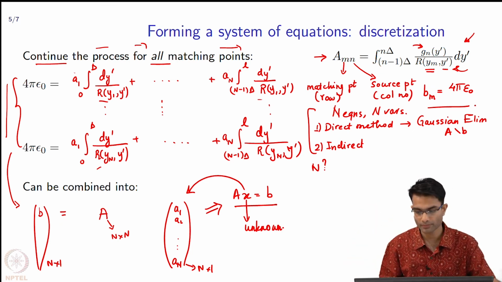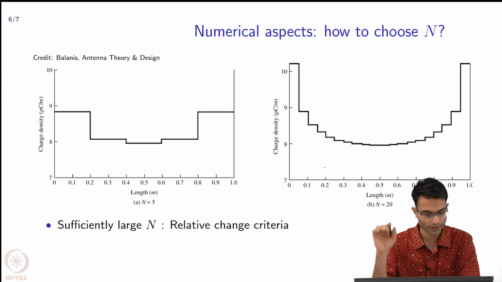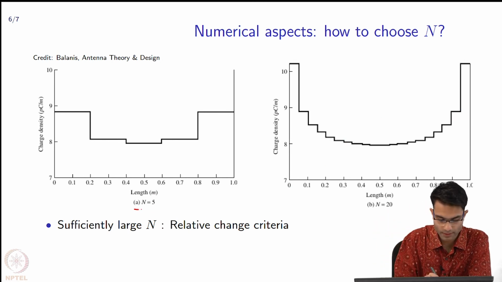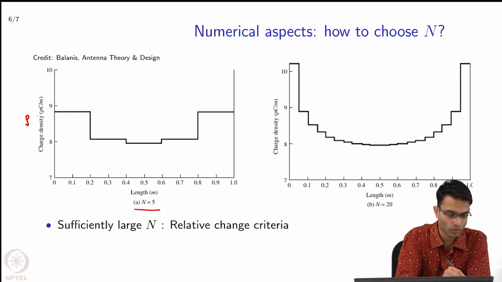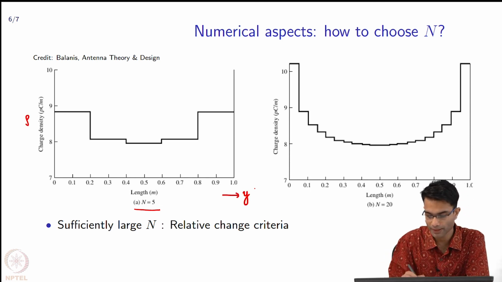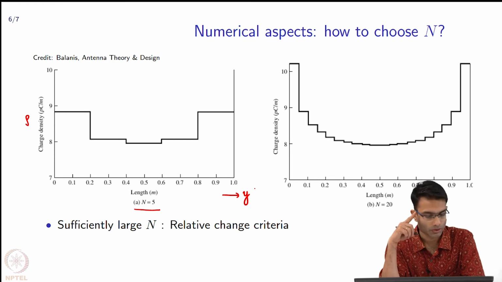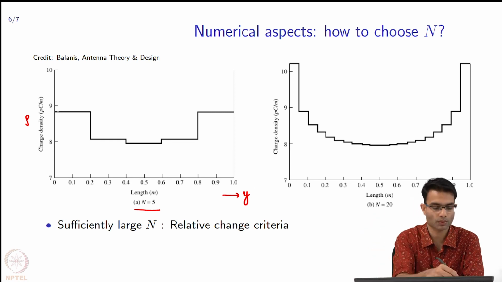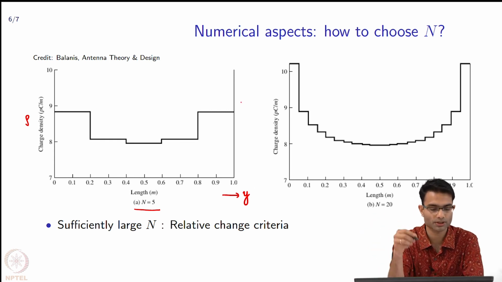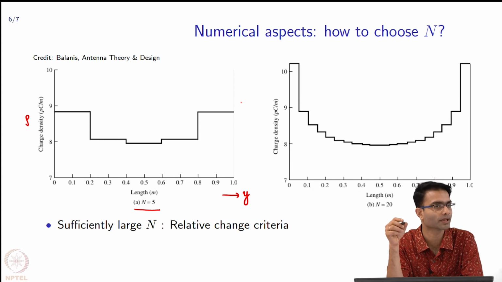So, I have some graphs over here. The first one is n is equal to 5, and what is being plotted is your rho as a function of, this is my y axis. I just chose 5 segments. What will be the size of my A? 5 cross 5, right. I solve it, I get the solution, and this is what the charge density looks like.